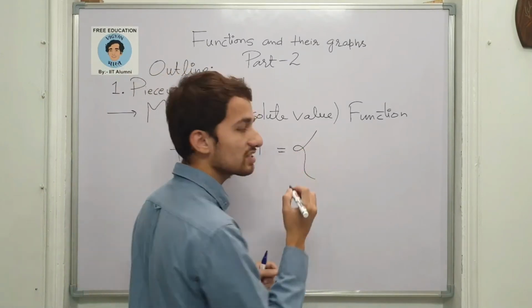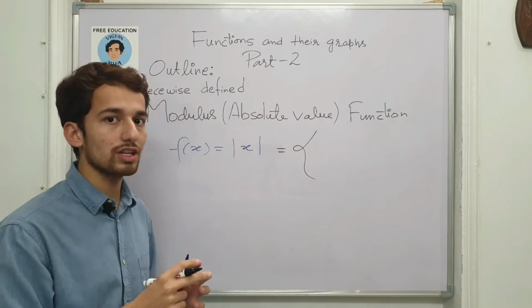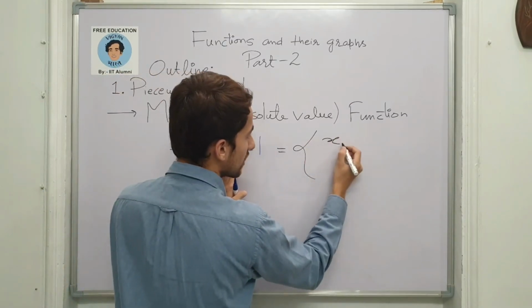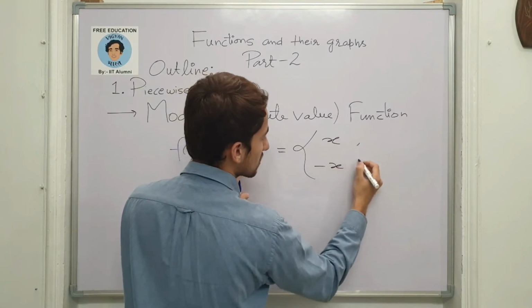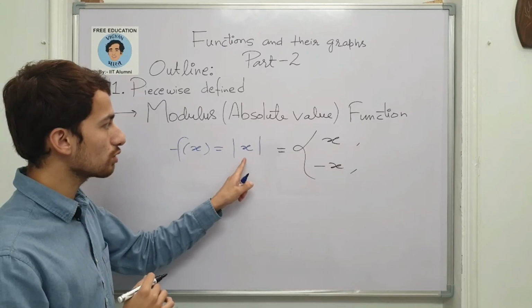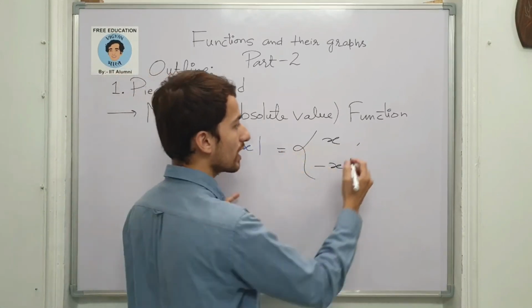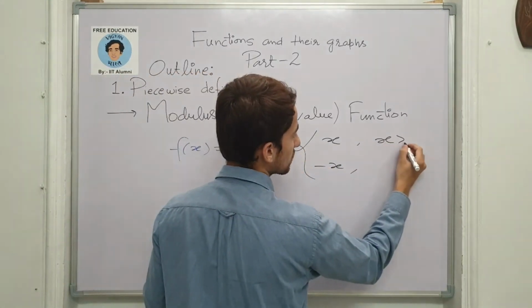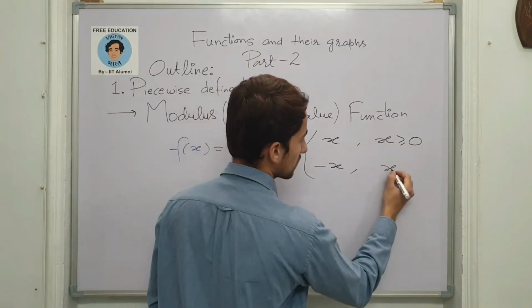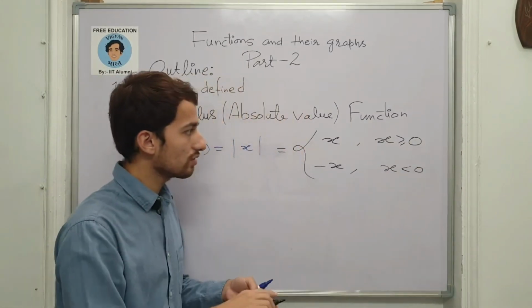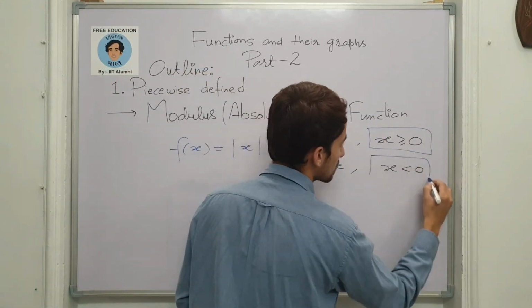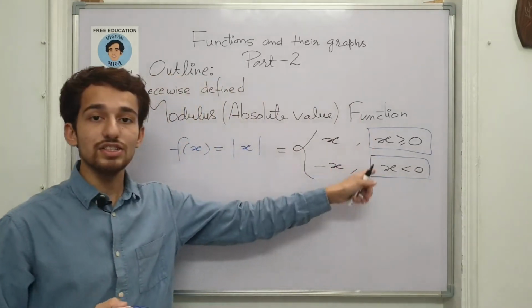Now I'm dividing this function into two parts based on the parts of its domain. This function assumes two values, x and minus x. This function gives the value x when your x is non-negative, and minus x when your x is negative. If you see here, this is where the division comes. This is the division of the domain.